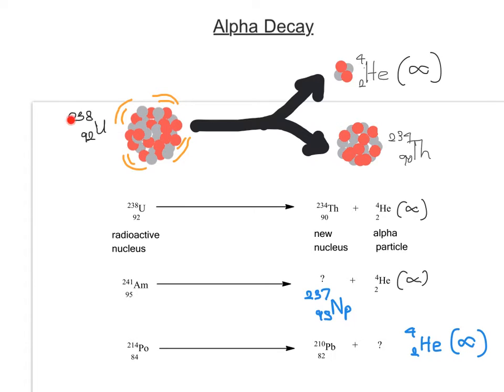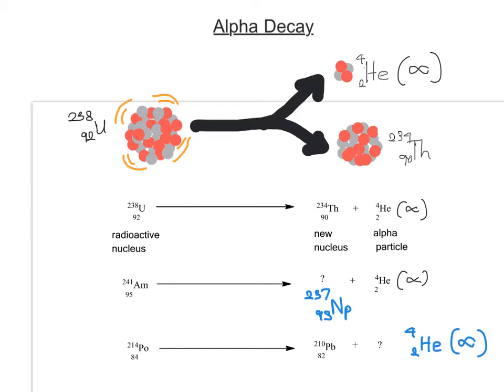The sum of the mass numbers and the atomic numbers on the left should be equal to the sum of mass numbers and atomic numbers on the right side. In other words, the nuclear equation should be balanced in their mass numbers and atomic numbers. Let us look at alpha decay.